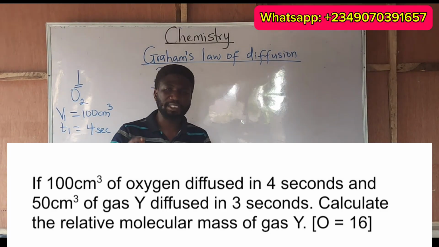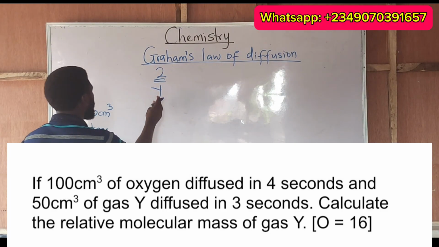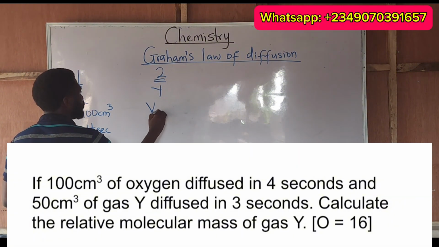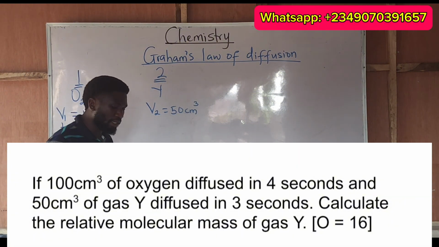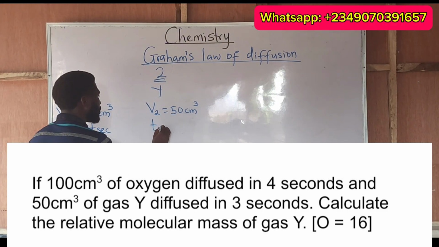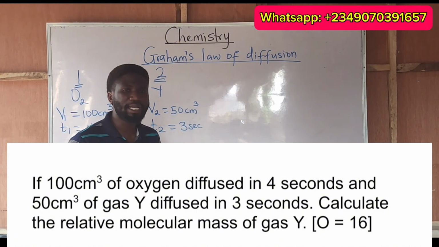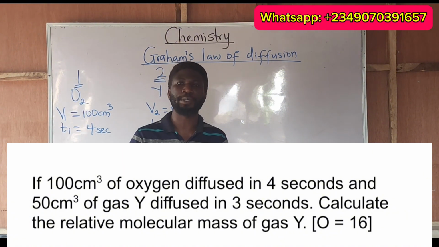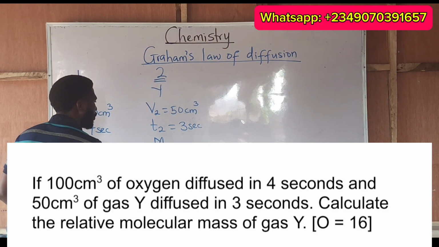And 50 cm³ of gas Y, that is the volume. So the volume of this gas, V2, is 50 cm³. It diffused in 3 seconds, so the time T2 is 3 seconds. Calculate the relative molecular mass of gas Y. So we are looking for M2. What will be the value for M2?